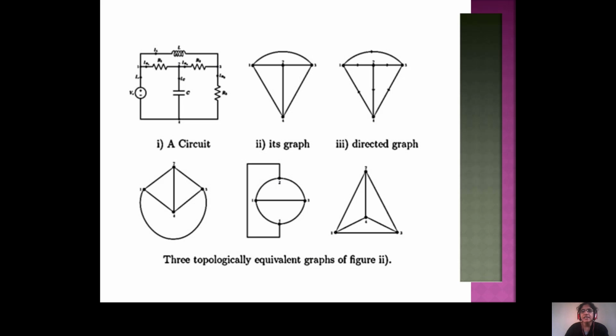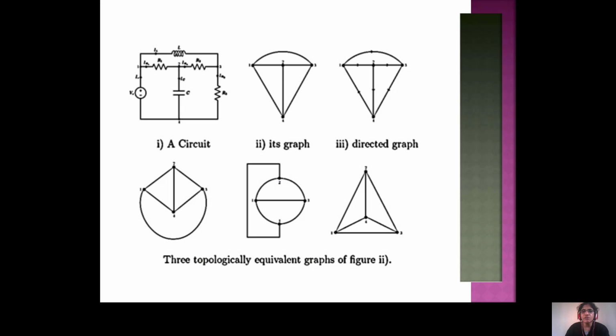In this network there is a voltage source, 3 resistors, 1 inductor and 1 capacitor. First you have to identify the nodes. A node means 2 or more points meeting at one point. So how many nodes are there? 1, 2, 3 and another one is the reference node, which is the 4th one. So you put 1, 2, 3 and 4. This is the circuit.